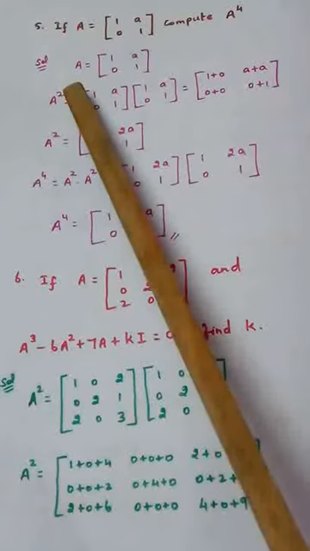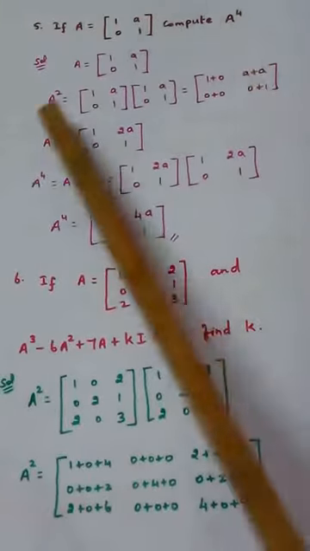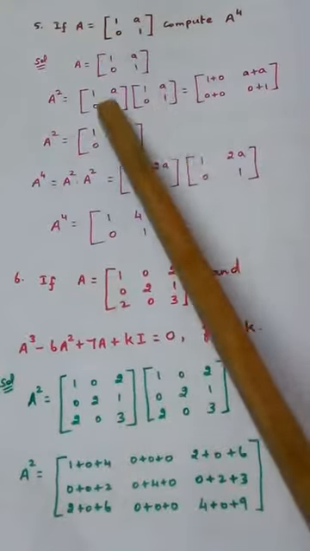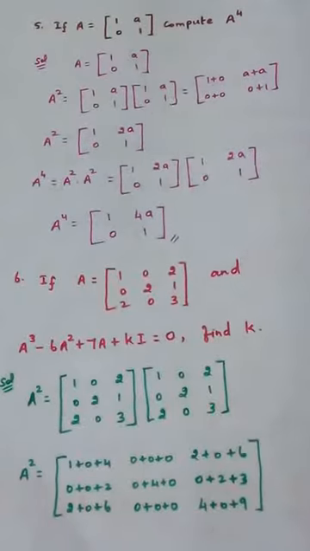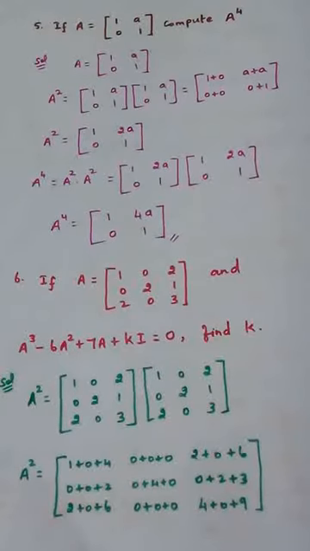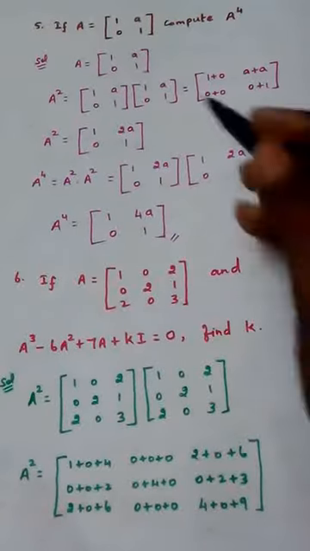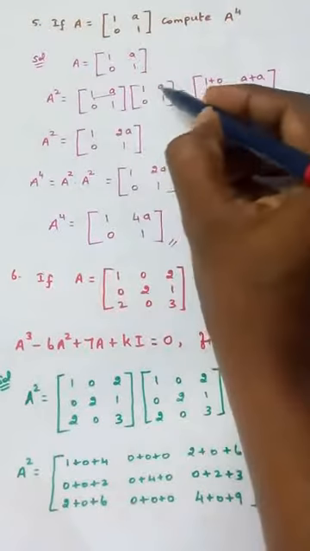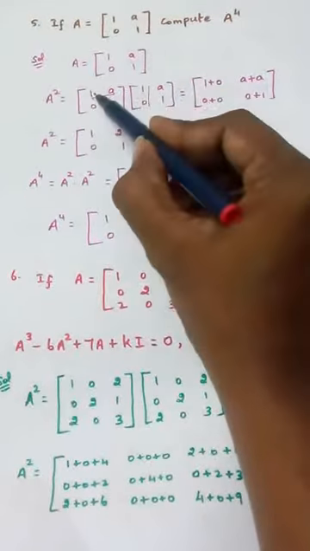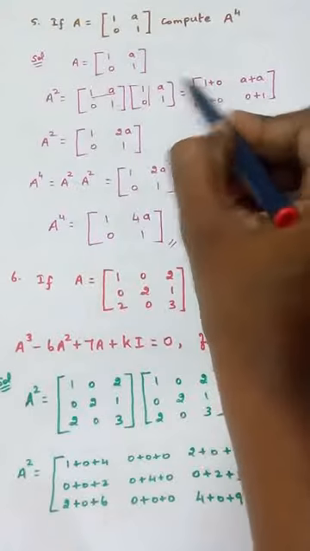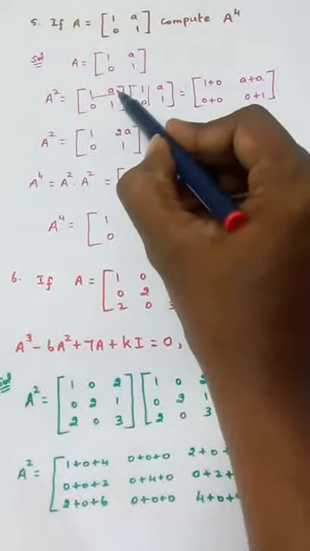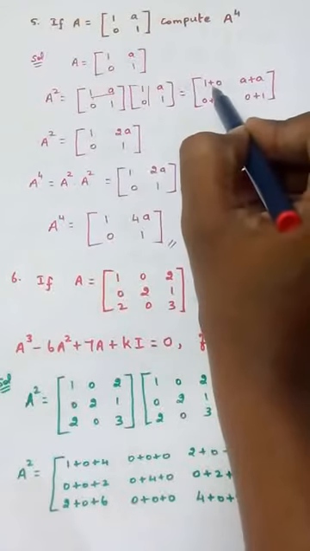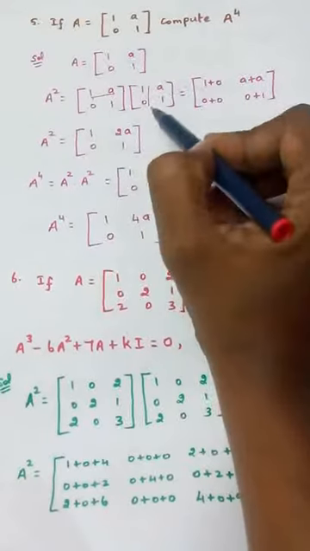Before going to A power 4, first we will find A square. A square means A into A. So this is A, and this is again A. In 10th standard, how did we multiply two matrices? Row by column, yes or no? First row, first column: 1 into 1, 1, plus A into 0, 0. Since both are plus, I am putting plus.